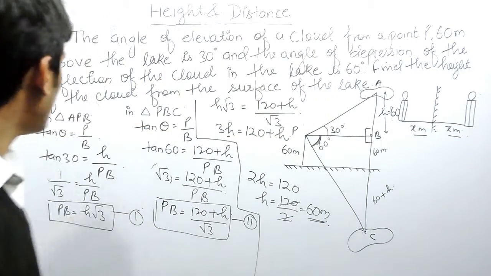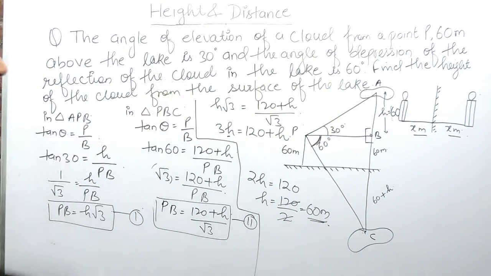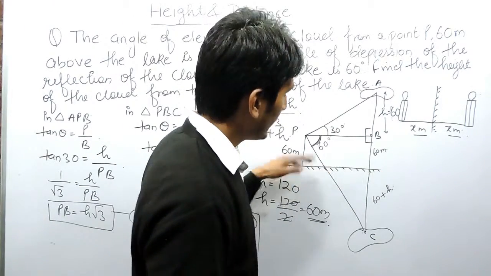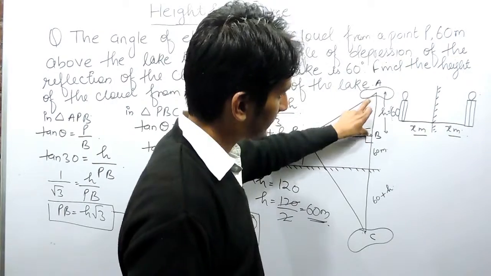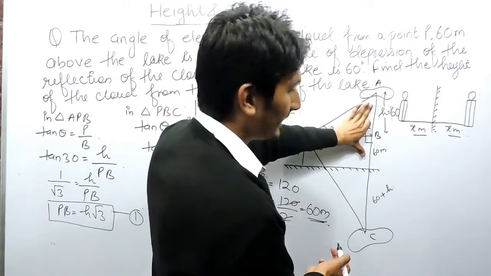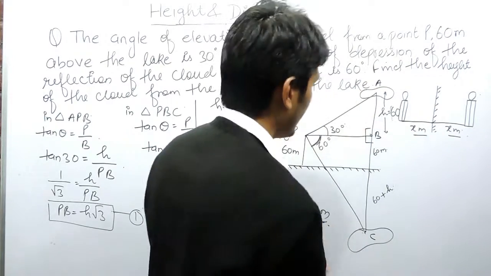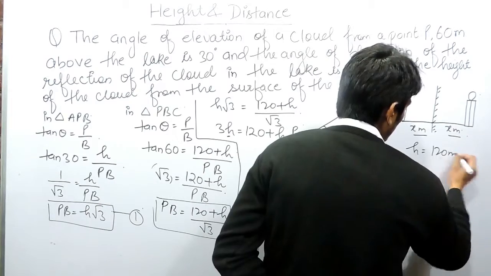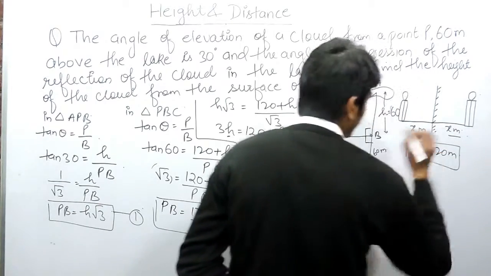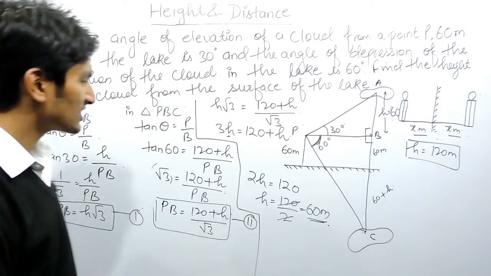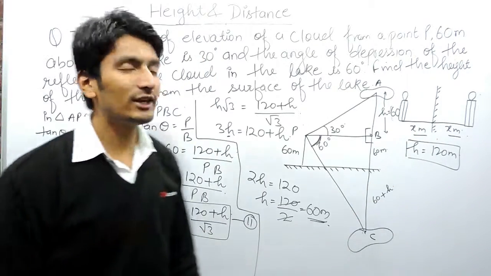You have to find the height of the cloud from the surface of the lake. So obviously this is the surface of the lake, and this plus this is the complete height. So the complete height must be equal to 60 plus 60, and that must be equal to 120 meters. So the complete height of the cloud from the surface must be equal to 120 meters. So this is how you can solve this kind of question.